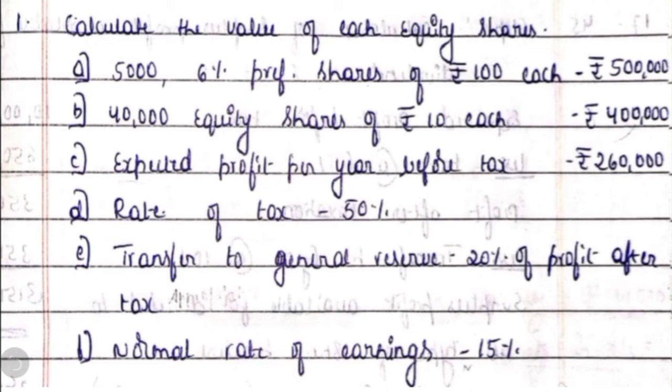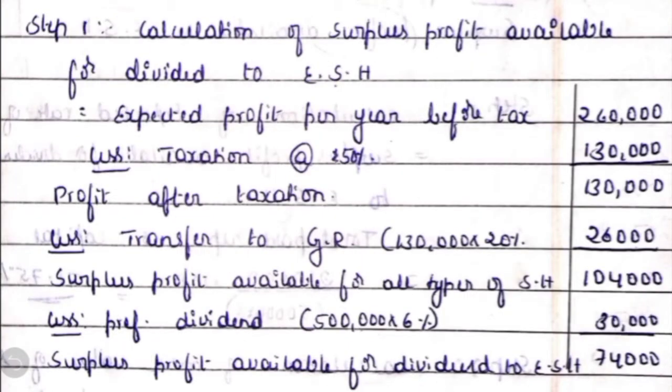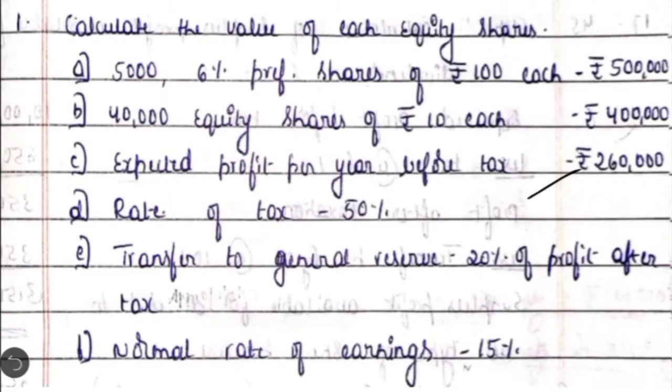As I said, we are going to calculate the market value under three steps. In the first step, we are going to calculate what is the surplus profit available for dividend to equity shareholders. In the second step, we are going to calculate what is the expected rate of dividend, and in the third step we are going to calculate the market value of share. So coming to the first step, that is calculation of surplus profit available for dividend to equity shareholders, we are going to write now what is the expected profit per year before taxation. It is here given that the expected profit before taxation is 2,60,000.